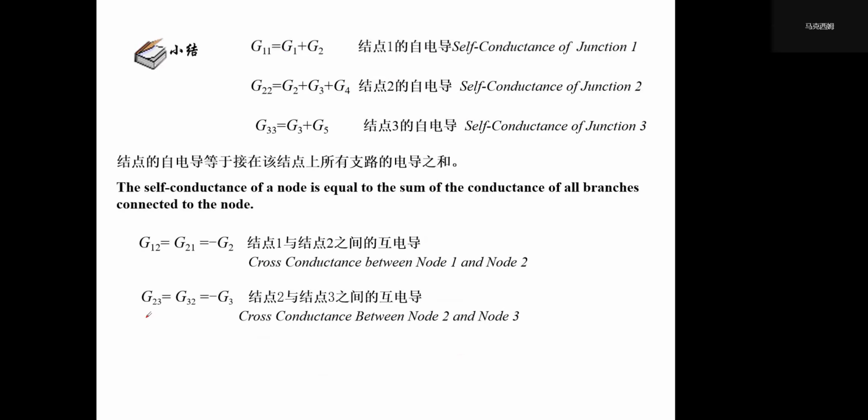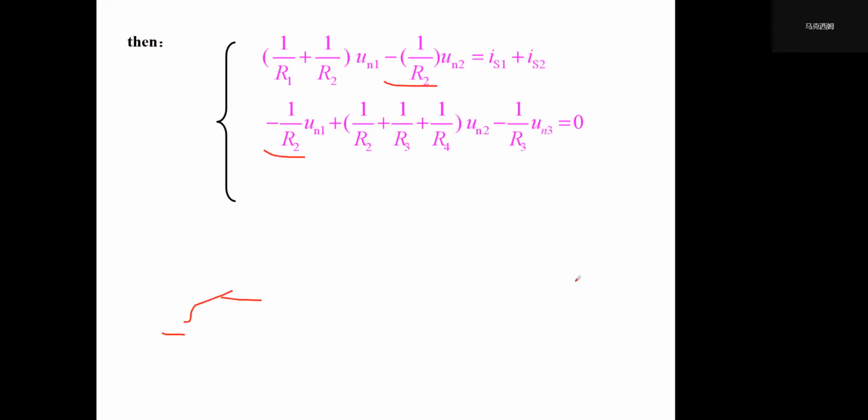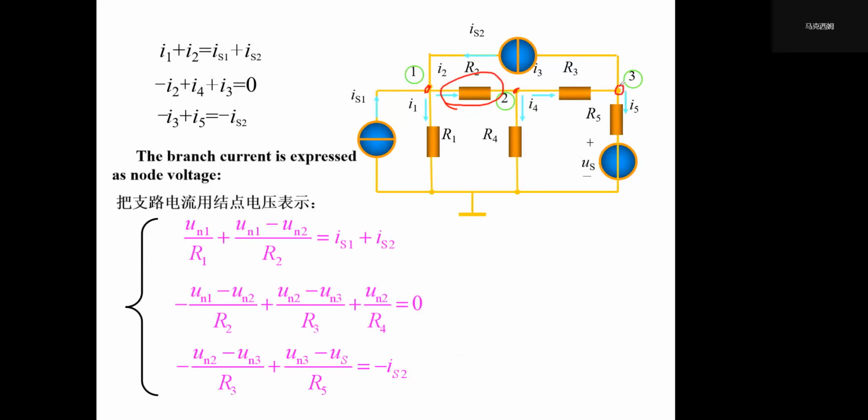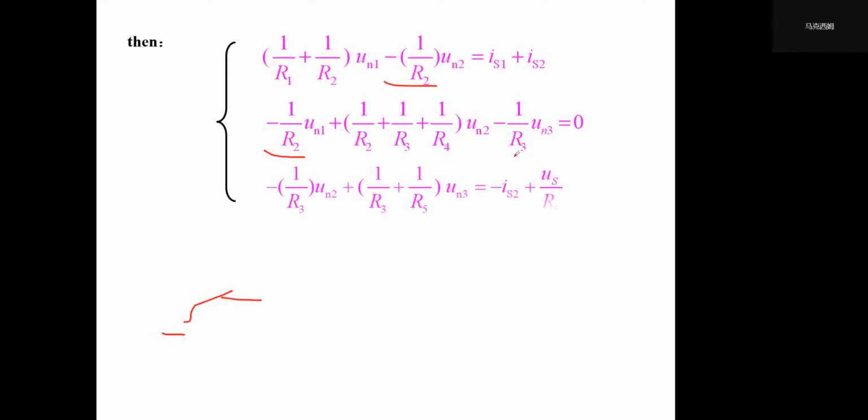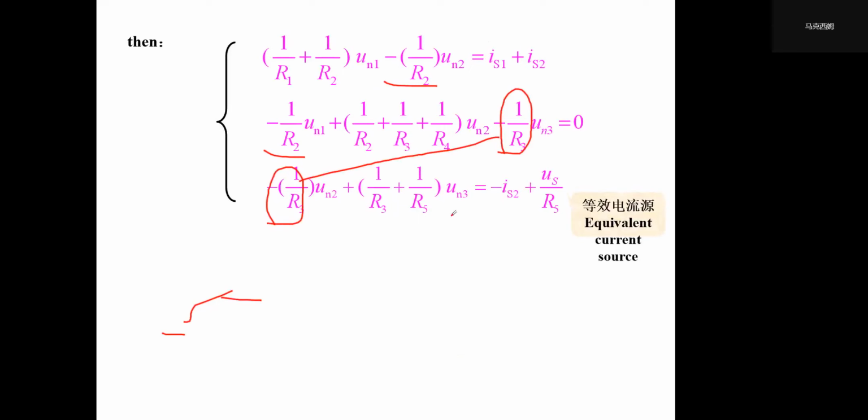We can also do it with G23 and G32. Let's see what is between node 3 and node 2. Between node 3 and node 2, there's only R3. So they get the negative reciprocal of R3. We have this here, and we also have this here. They are identical.